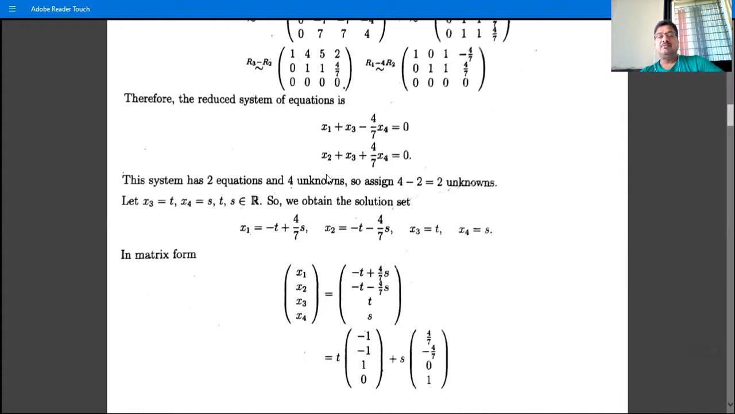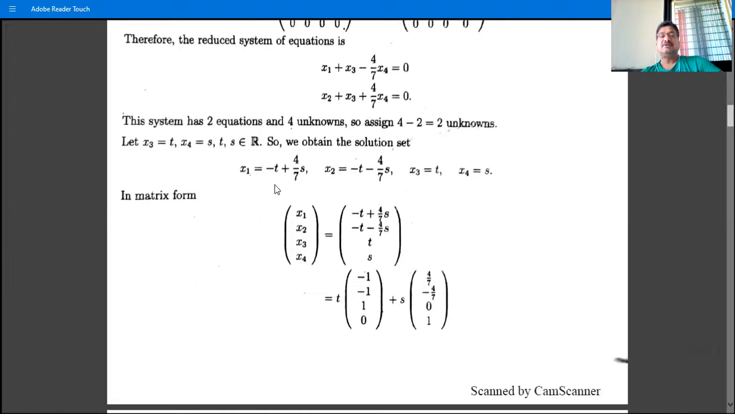And so we obtain the solution. From this we have the value of x2 as minus x3 minus 4 by 7 x4, so minus t minus 4 by 7 s is x2. And x1 is minus x3 plus 4 by 7 x4, that is minus t plus 4 by 7 s. Substituting x3 as t and x4 as s, we have the solution of the system.